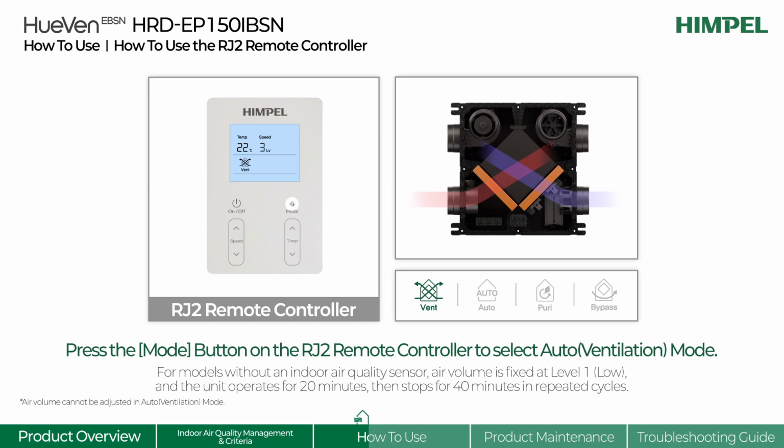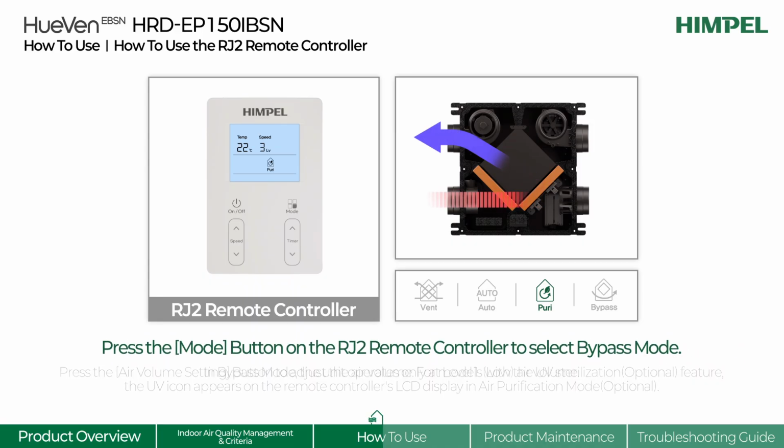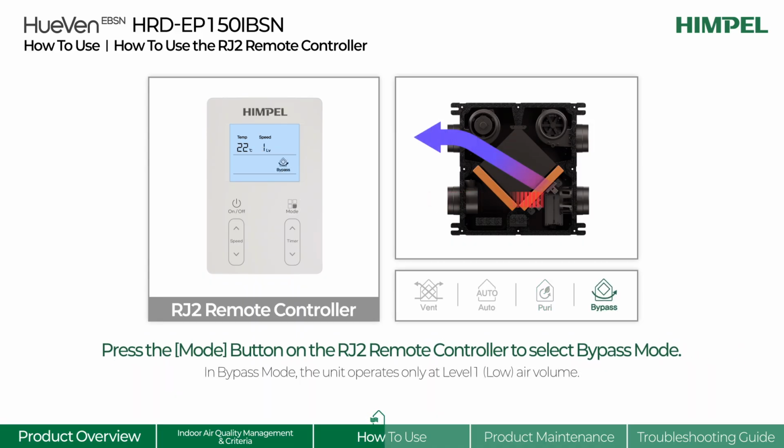Pressing the mode button on the RJ2 remote controller activates auto mode. Pressing the mode button on the RJ2 remote controller activates air purification mode. You can adjust the air volume using the level button. Pressing the mode button on the RJ2 remote controller activates bypass mode, which operates only at low air volume.